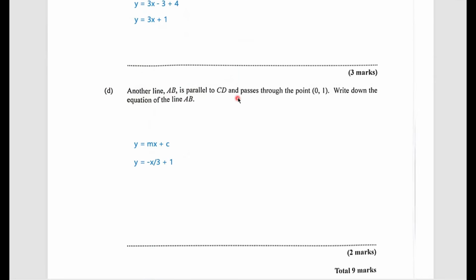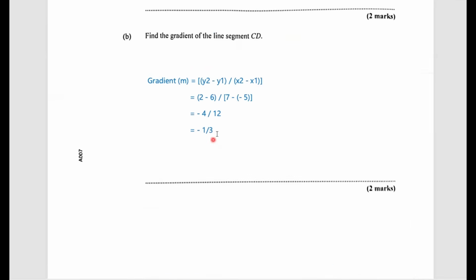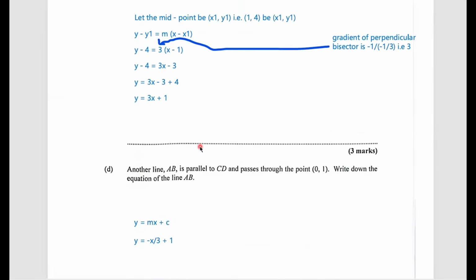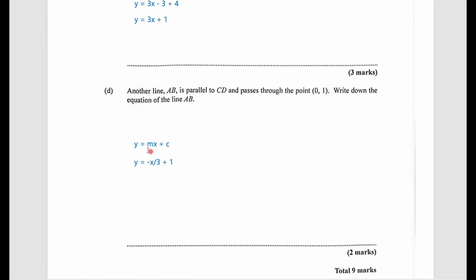Now the line AB is parallel to CD and passes through the point (0, 1). Write down the equation of the line AB. Because AB is parallel to CD, they will have the same gradient, and we know the gradient of CD was minus a third. So the gradient of AB is also minus a third. So y equals mx plus c. The reason you could use that here is because you have your y-intercept, that's your 1. So y equals minus a third of x, or minus x on 3, plus c, which is 1.